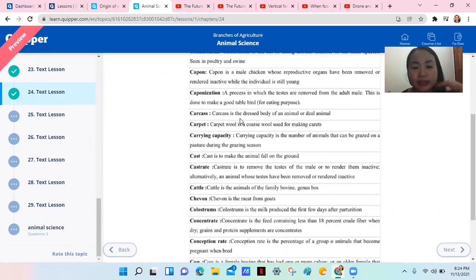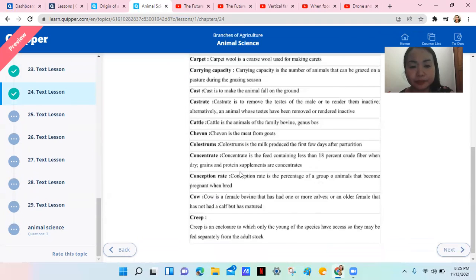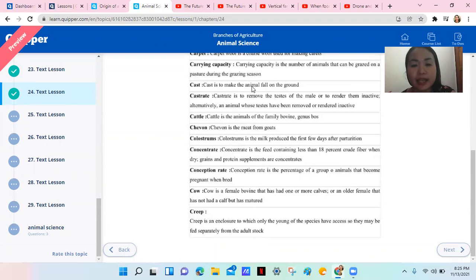Carcass is the dressed body of the animal or dead animal. Carpet wool is the coarse wool used for making carpets. And carrying capacity is the number of animals that can be grazed on a pasture during the grazing season. Cast is to make the animal fall on the ground. Castrate is to remove the testes of the male or to render them inactive. Alternatively, it is an animal whose testes have been removed or rendered inactive. Cattle is the animals of the family Bovidae, genus Bos. And chevon is the meat from goats.